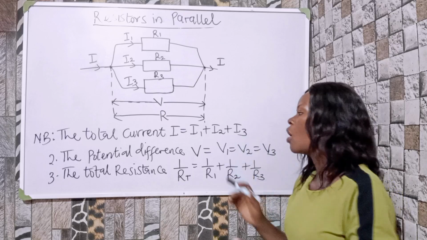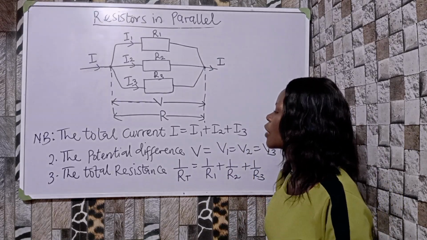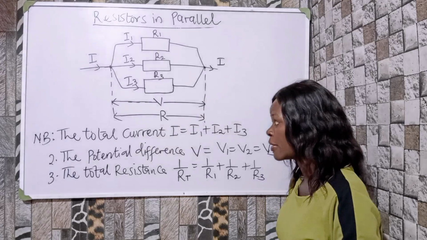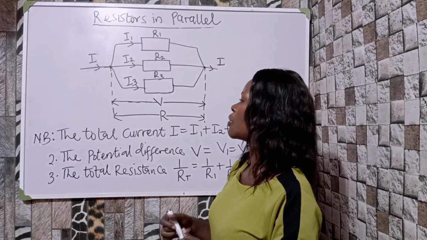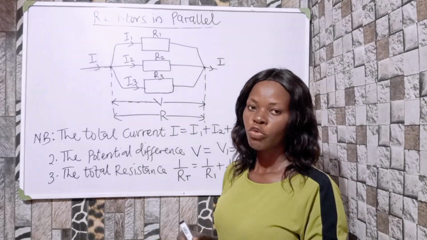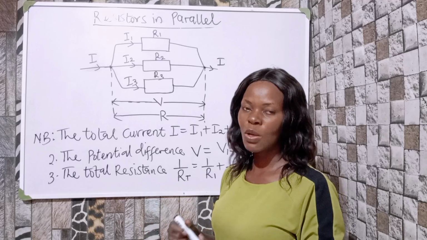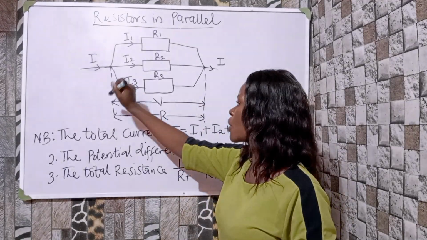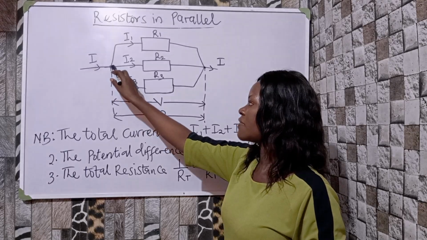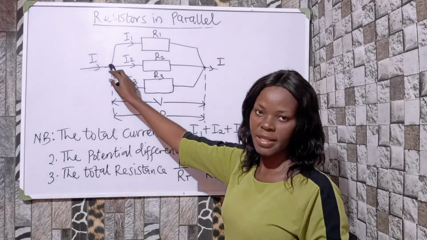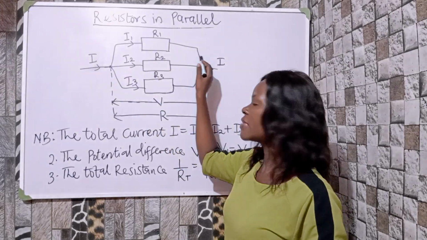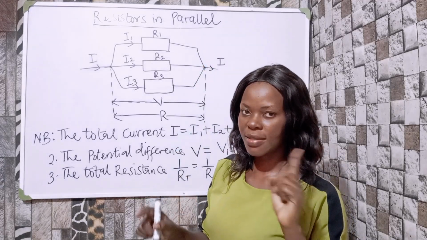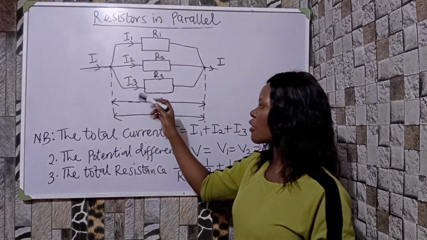Is that okay? Alright, then the PD across them, because they are connected in parallel, will be the same. In my next video, I'm going to explain why the PD is the same. It will be the same because all the positive terminals will come to a point here and all the negative terminals will come to a point here, so it will make them look as if it is just one cell. All right, so the PD across them will be the same.